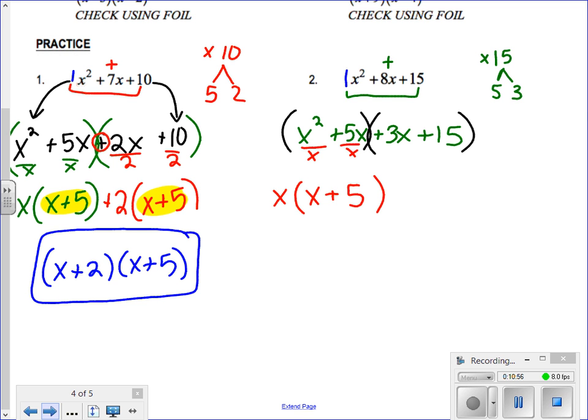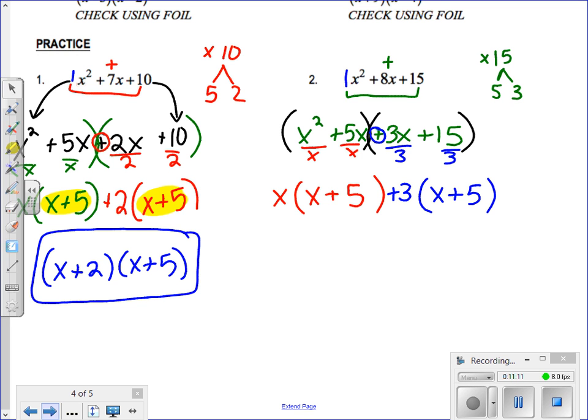Now, because the third term here is positive, my GCF is positive. The GCF between 3x and 15 is 3. So I pull out a 3 and I'm left with x plus 5. But just like the last problem, that's a good thing because I want these to be the same, so I can write my factored form as x plus 3 times x plus 5.